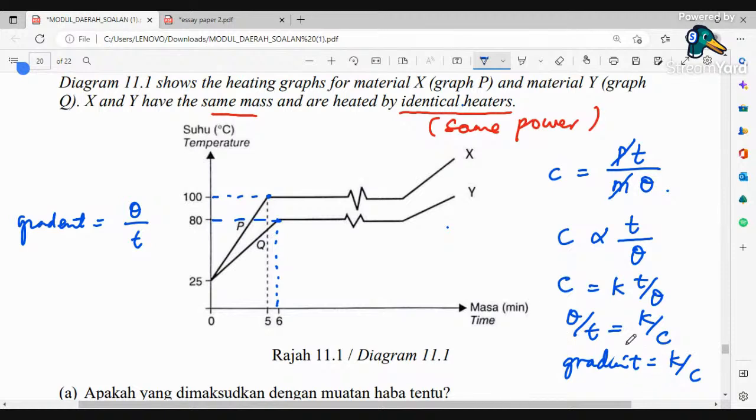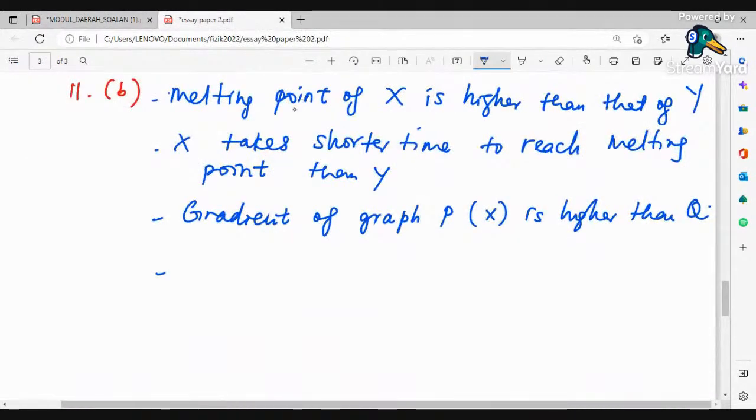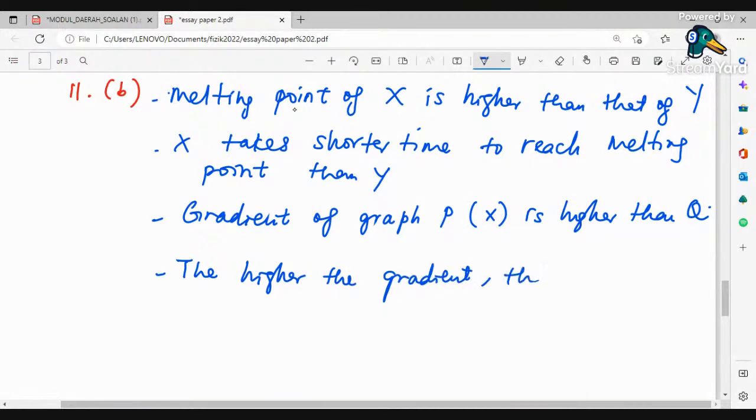Okay, means from here, higher gradient means smaller C, the relationship from here. Okay, higher gradient means smaller specific heat capacity. So this one you need to try to relate using formula. Okay, if not, you cannot get from the comparison just now. You need to look at again the relationship between specific heat capacity and gradient. Okay, so we get from here the higher the gradient, the smaller the specific heat capacity.